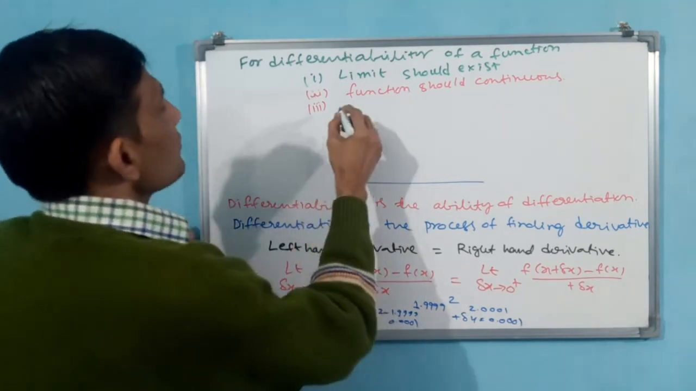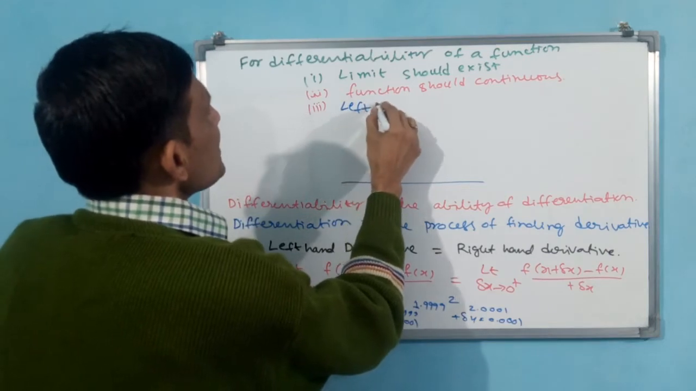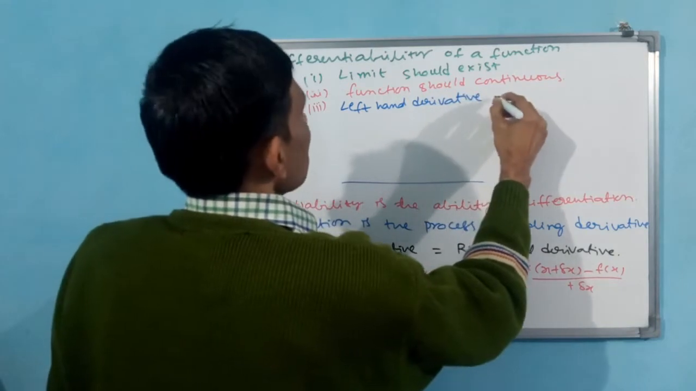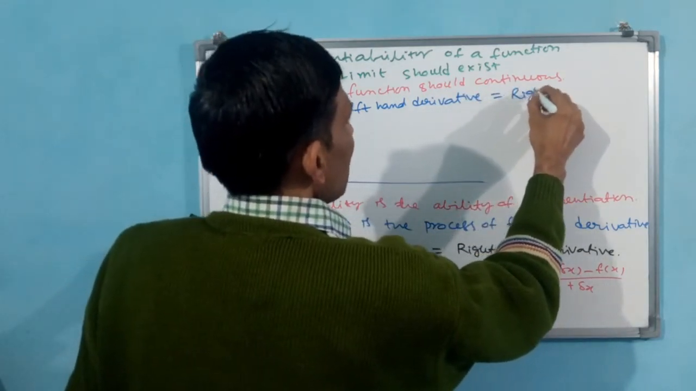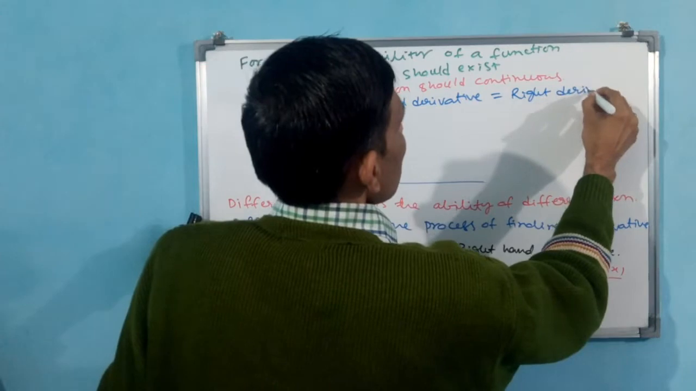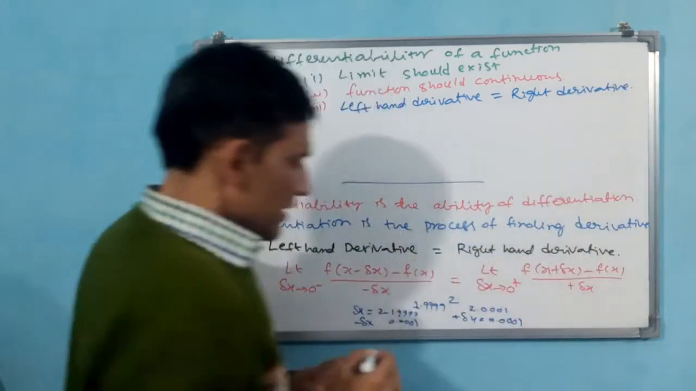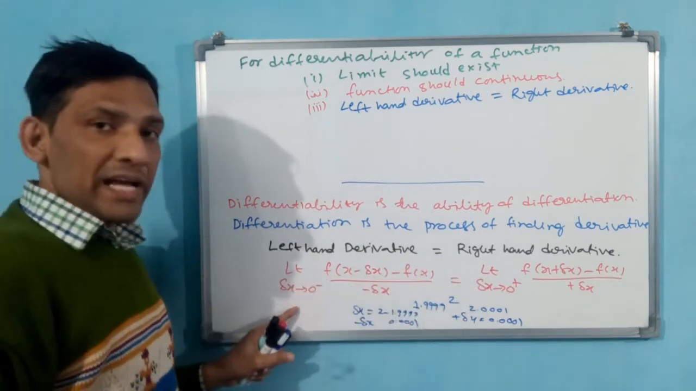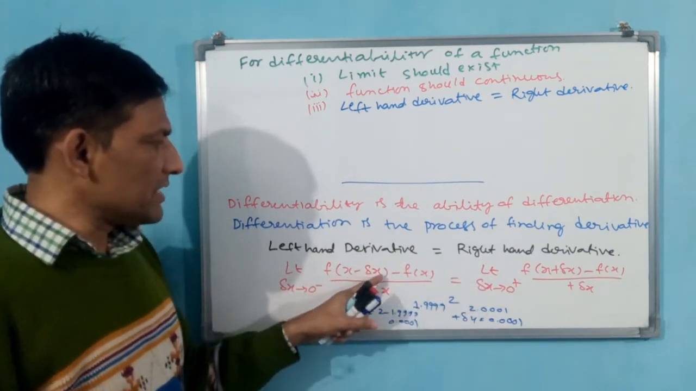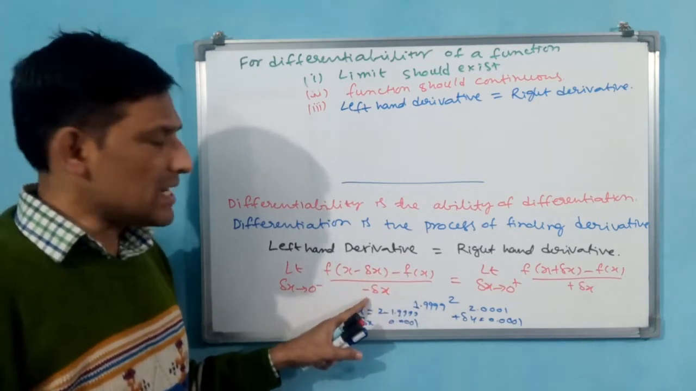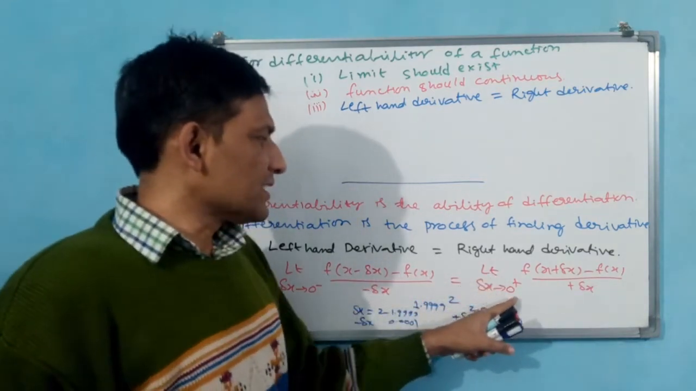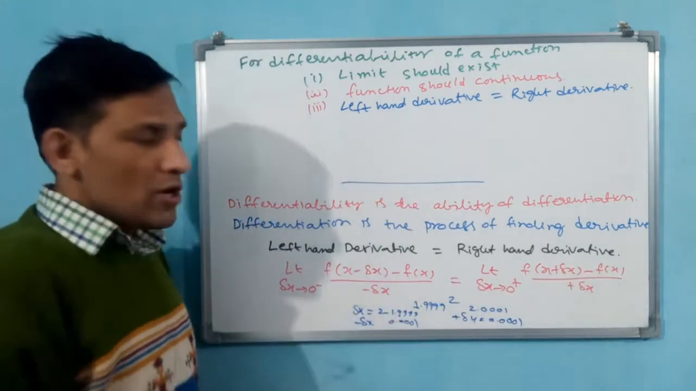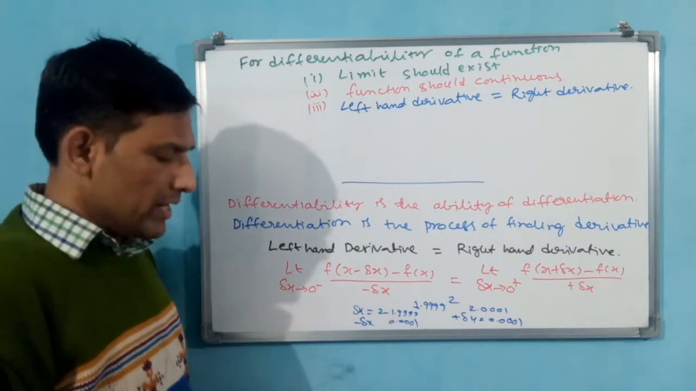Left hand derivative should equal to right hand derivative. Limit delta x tends to 0 minus, f of x minus delta x minus f of x, by minus delta x, should equal to limit delta x tends to 0 plus, f of x plus delta x minus f of x, by plus delta x. These both should equal. Okay.